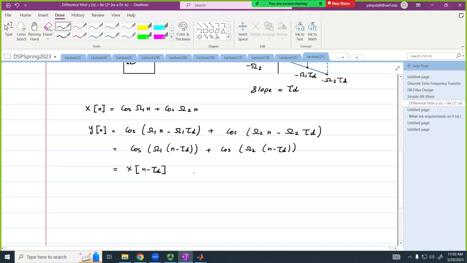So therefore, having linear phase, all frequencies are delayed by the same amount of time, and that means there is no distortion.